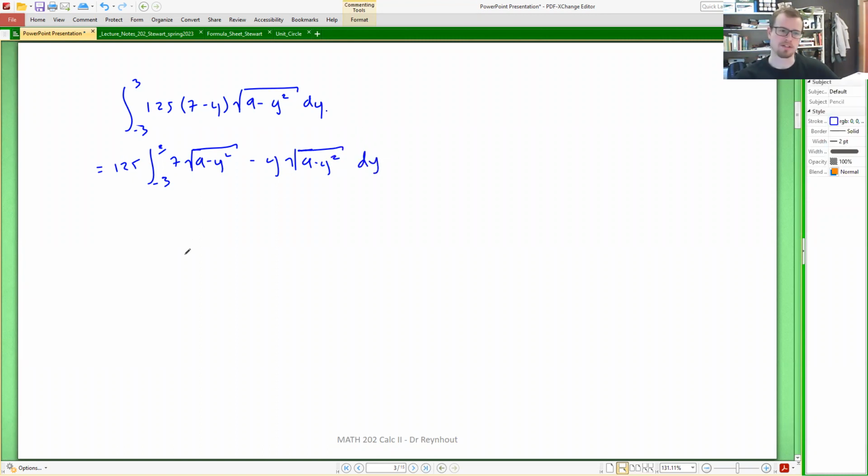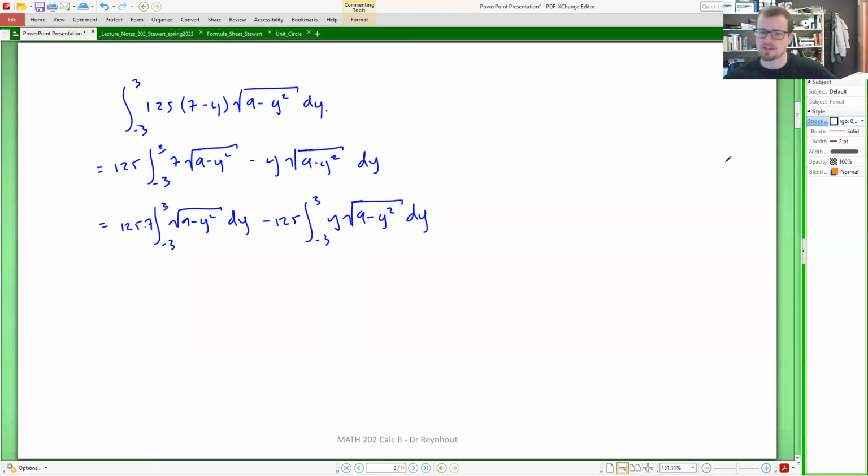And we're still integrating with respect to y. Now I can split the integral over the subtraction to get 125 times the integral from -3 to +3. Actually, I can pull that 7 out at the same time. The integral of the square root of 9 minus y squared dy, and subtract 125, that coefficient will carry along as well, times the integral from -3 to +3 of y times the square root of 9 minus y squared dy.